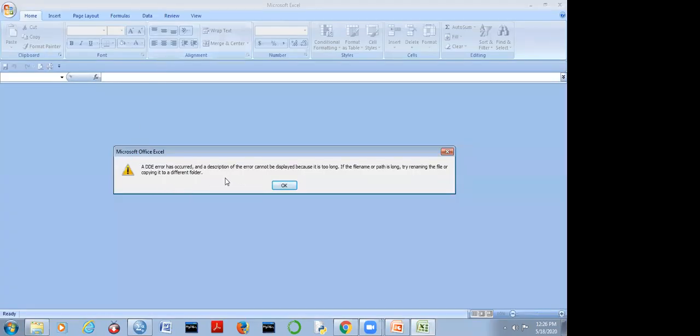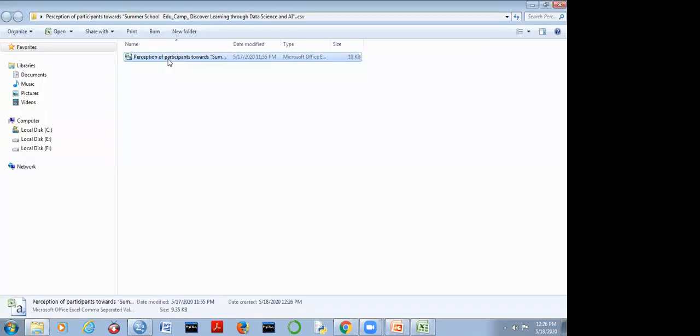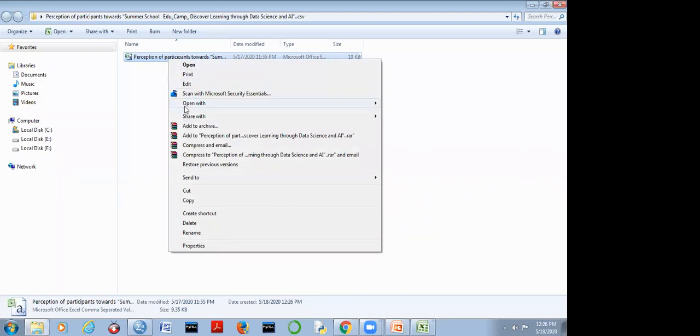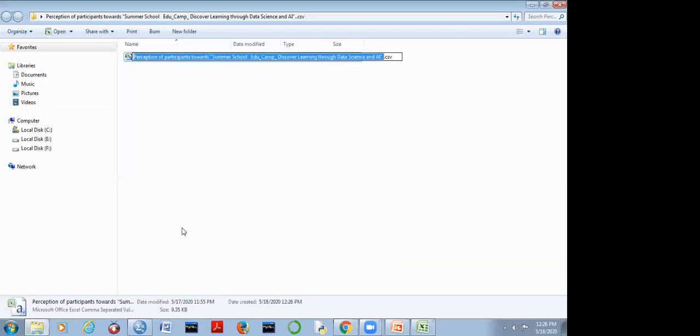The error is caused with the description: error can't display because it is long. Okay, one minute, copy to a different folder. Copy. I'll just rename it. Rename it as data set. I will check now if it will open or not.